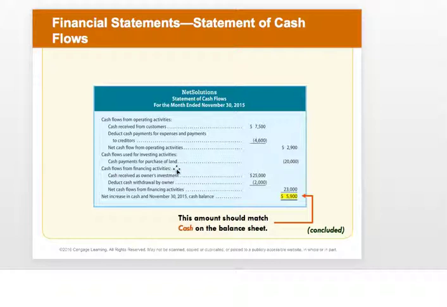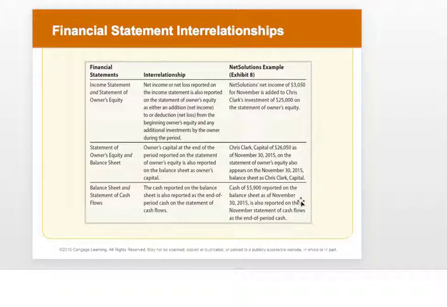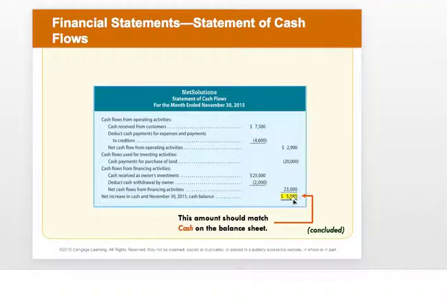Then for financing, remember that has to do with borrowing money, and also it has to do with equity of the owner. And so we received cash from the owner of $25,000. We paid cash to the owner of $2,000 for a net $23,000. So the net increase in cash is $5,900. And that would be our ending cash balance, which is also on the balance sheet.